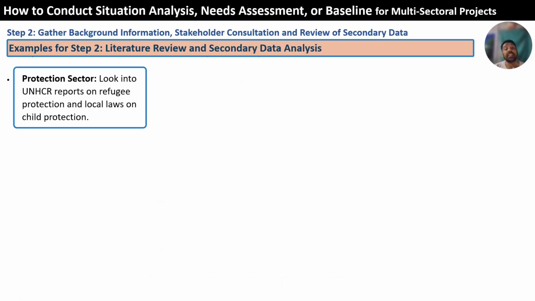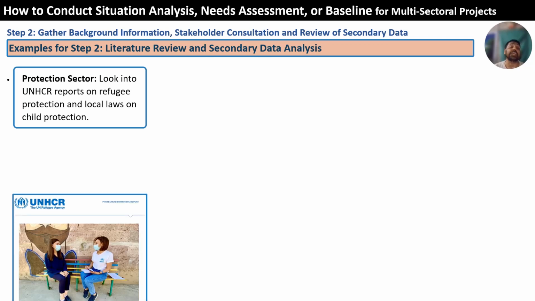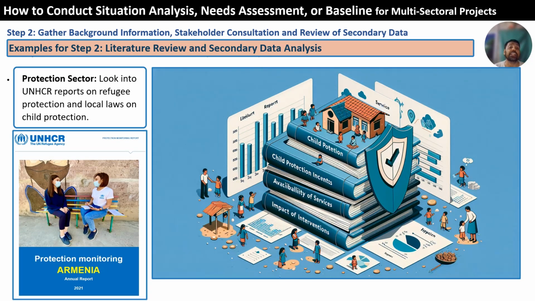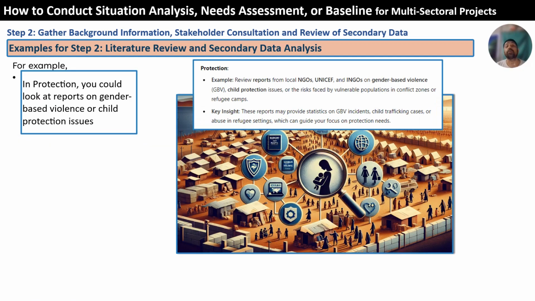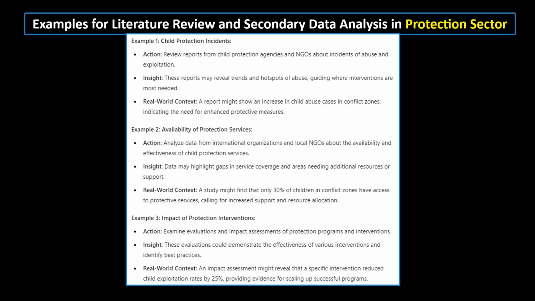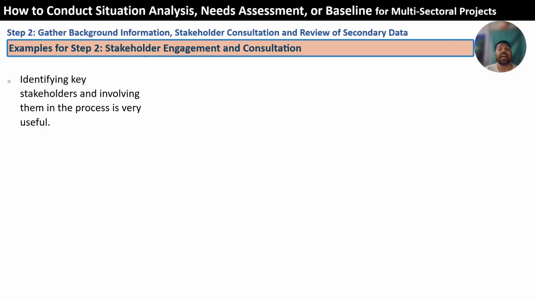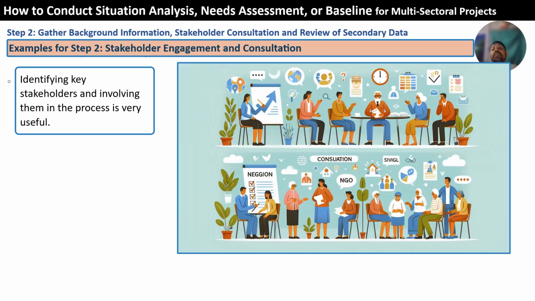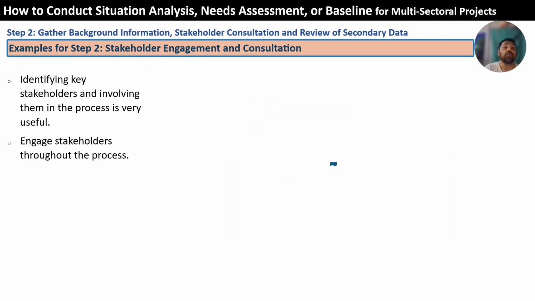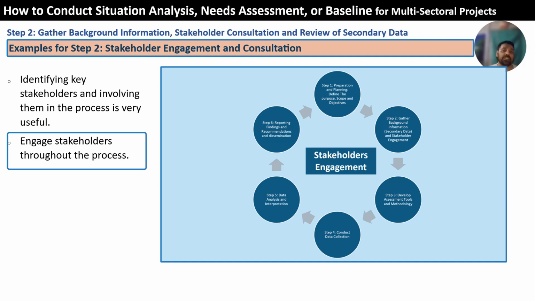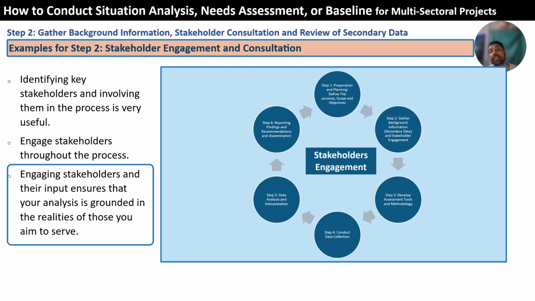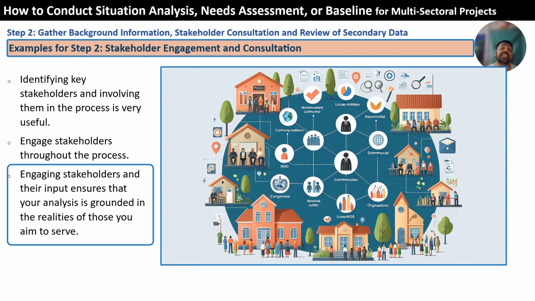In the protection sector, literature review examples could be to look into the UNHCR reports on refugee protection and local laws on child protection and other protection. You could look at reports on gender-based violence or child protection issues. Identifying key stakeholders and involving them in the process is very useful. We need to engage stakeholders throughout the process, as engaging stakeholders and their input ensures that your analysis is grounded in the realities of those you aim to serve.